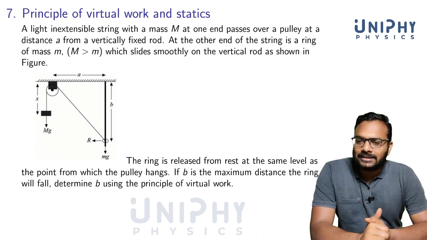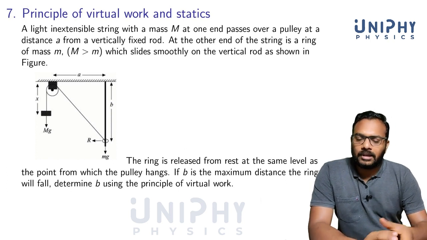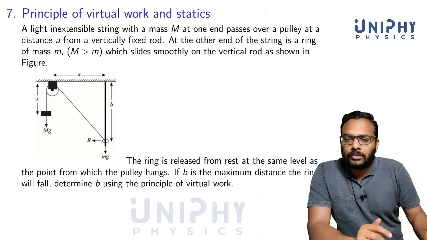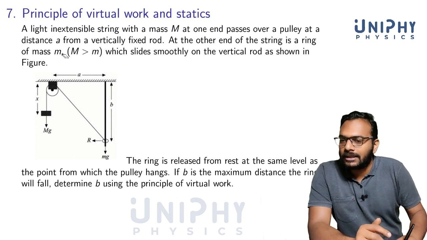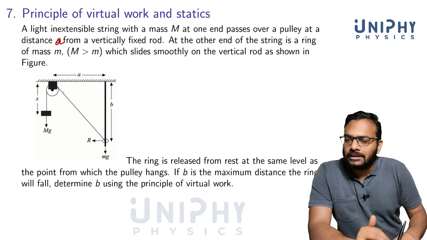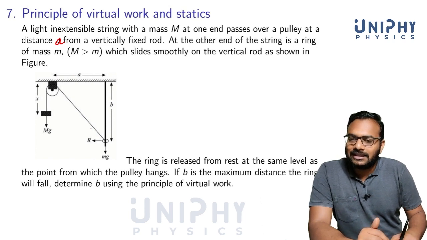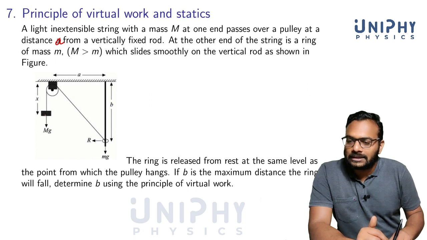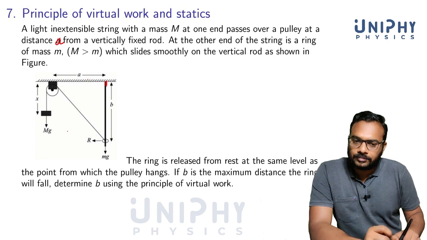A light inextensible string with a mass M at one end passes over a pulley at a distance a. So this is the situation. This is the light inextensible string, with mass M at one end. It passes over a pulley at a distance a from a vertically fixed rod. This is a vertically fixed rod, and this distance is a.